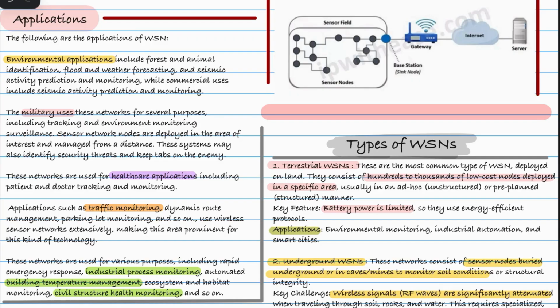Also, it is used in traffic monitoring to understand where there is traffic, to dynamically route traffic, parking lot monitoring, and so on. And other purposes as well: industrial process monitoring, building temperature management, and civil structure health monitoring are also vital applications of WSN.